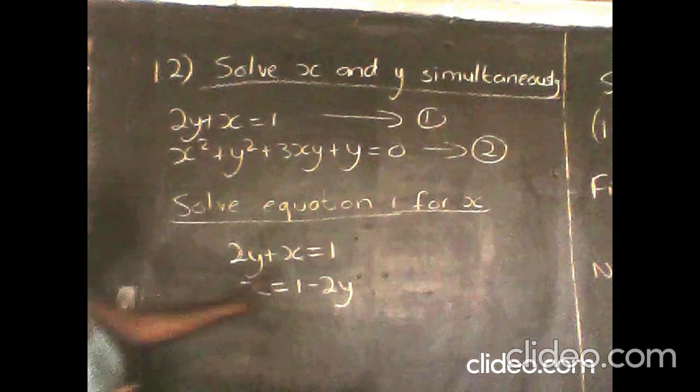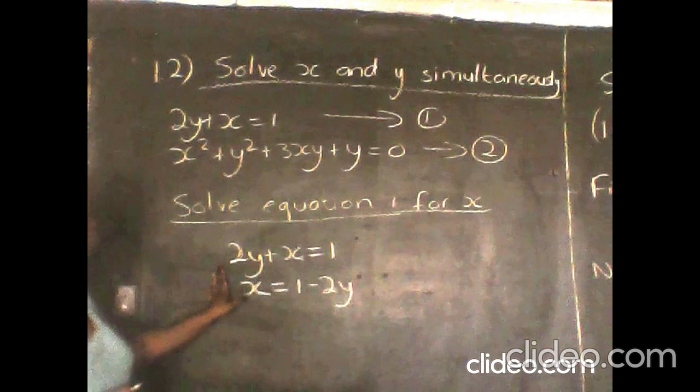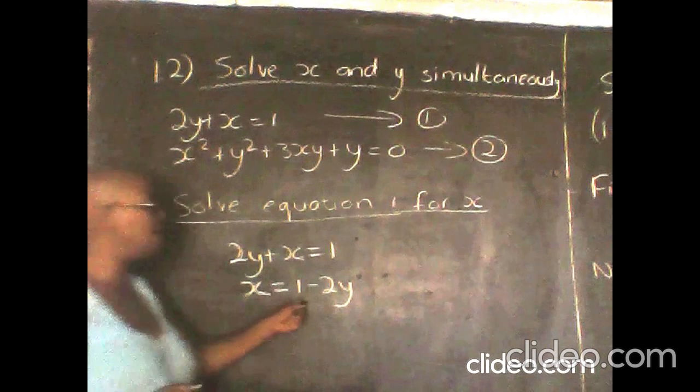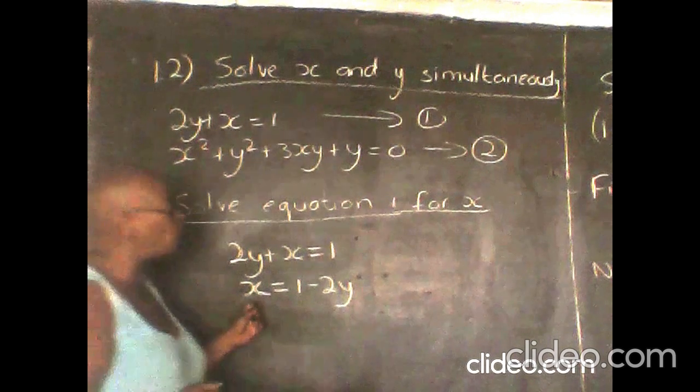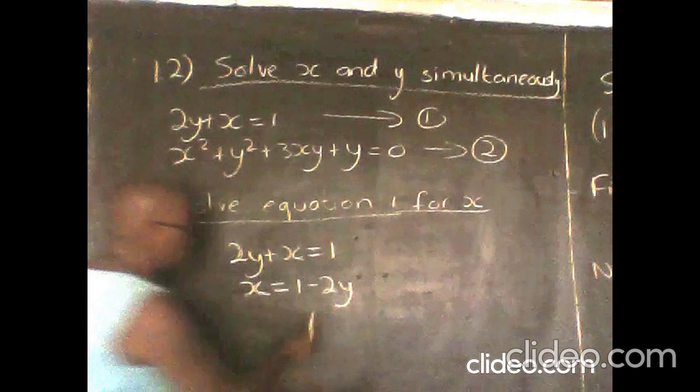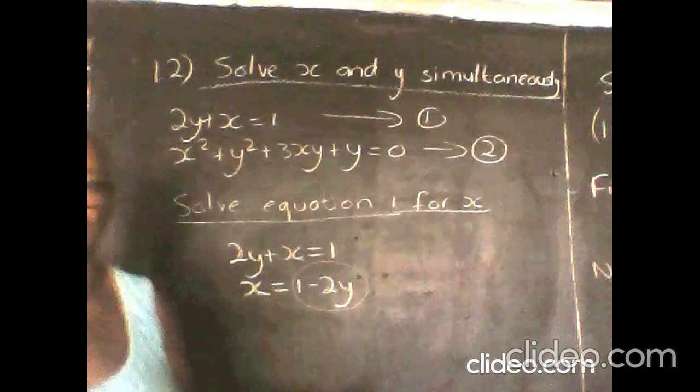We need to isolate x on the one side, so this means that 2y is going to go over the equation sign, and that is where I got the negative 2y from. So what we're going to do next is substitute this whole value here for x into equation 2. Hang on a bit and I'm going to show you.